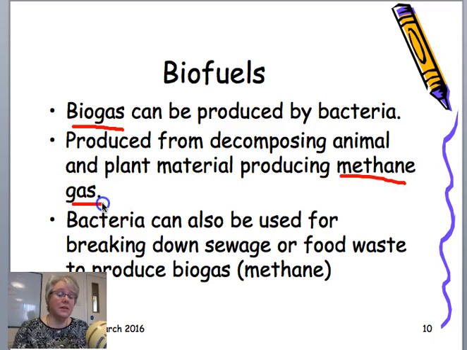And that methane gas can be used for heating things, it can be burnt, and in some places the bacteria can be used for breaking down sewage. And the breaking down of that sewage or food waste can also be used to produce biogas. And in some cases they do this in some places, and they use the methane that's produced to heat, say, a factory or something. So if it's a sewage works, they would use that methane to heat up the sewage works.